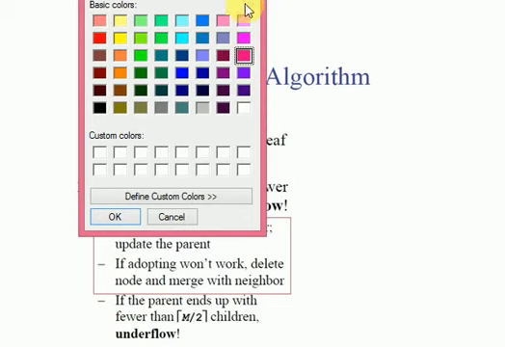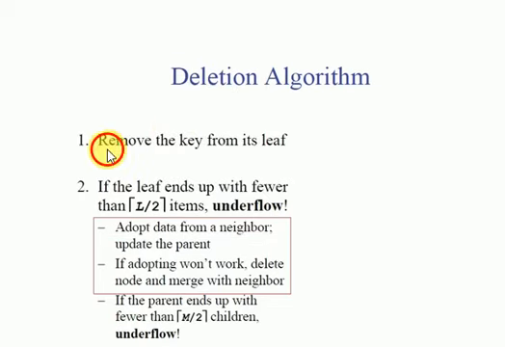Okay, so if you look at this algorithm now, remove the key from the leaf. So first of all I'll find the key and remove that key from the leaf node. Then the next thing, after deleting that particular key, we try to find out whether it is still fulfilling the definition of a B plus tree node or not. So if the leaf node ends up with fewer than L by 2 items, that means underflow occurs. The meaning of this statement is that if I delete a particular key from a B plus tree node, I check whether it is still fulfilling the definition of a B plus tree node or not.